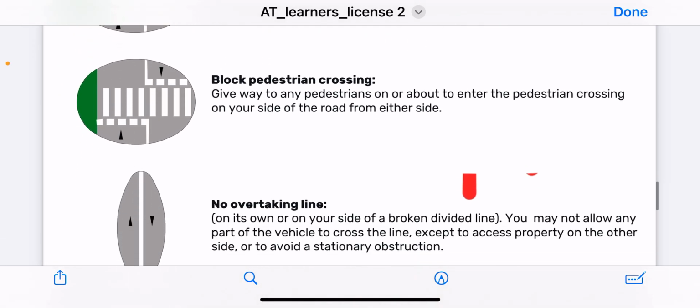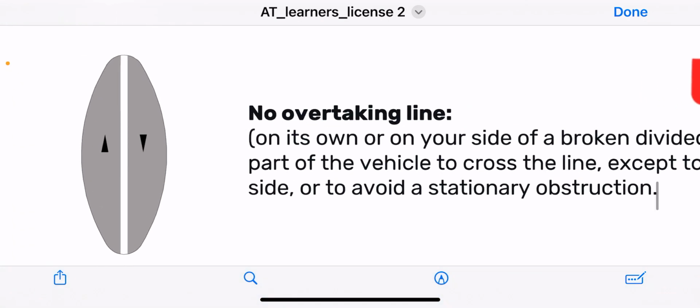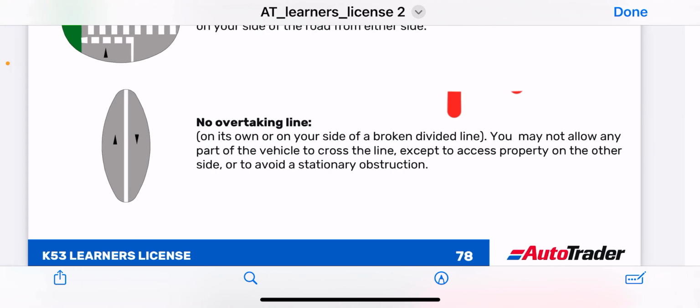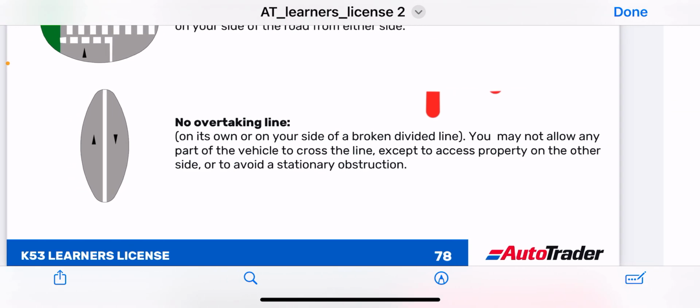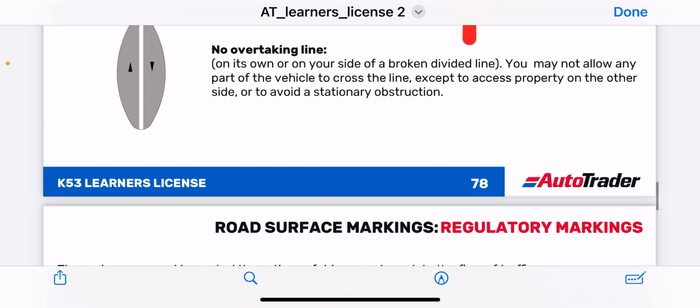Moving on, I'm not going to take too much time. Then we have these ones, the no overtaking line. On its own or on your side of a broken divided line, you may not allow any part of your vehicle to cross the line except to access property on the other side. Exactly.